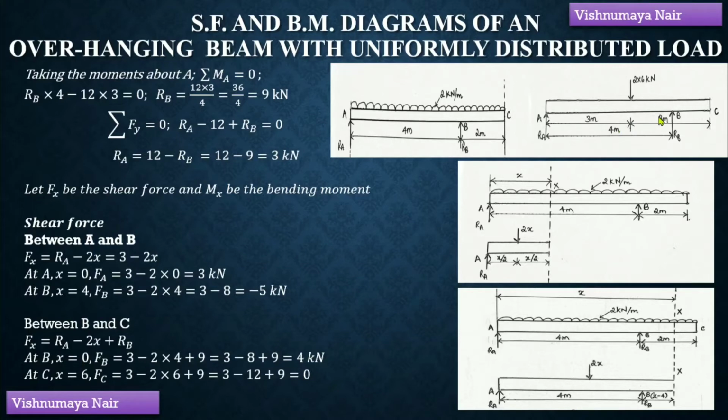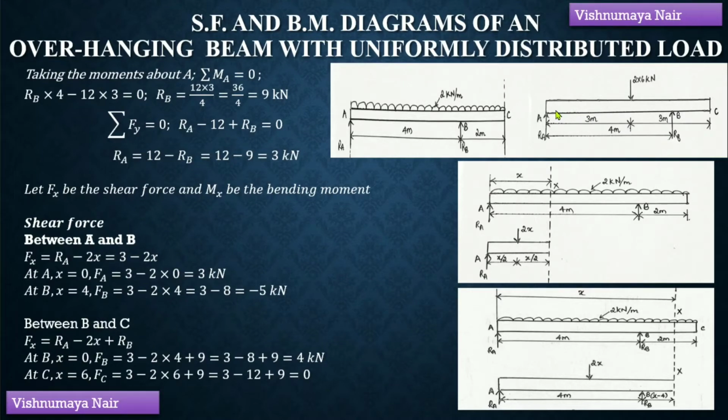3. How? This RB has the tendency to rotate this beam in the anti-clockwise direction like this with respect to this section, and this point load of 12 kN has the tendency to rotate this beam in the clockwise direction like this with respect to this section, and any moment in the anti-clockwise direction on the right portion of the section will be considered as positive and any moment in the clockwise direction on the right portion of the section will be considered as negative.